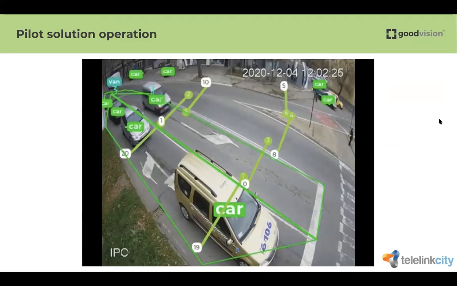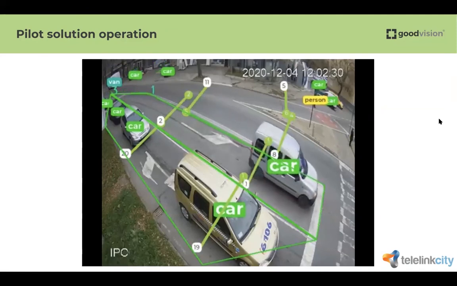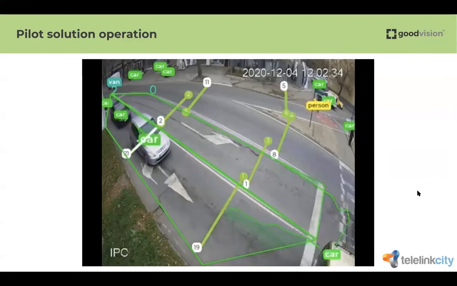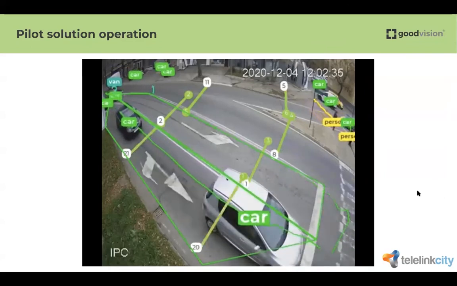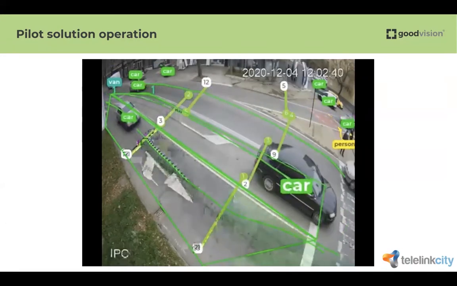You can see how the pedestrians are also detected, and how each vehicle has its own trajectory, and when it crosses the line, we get the event of the detection.